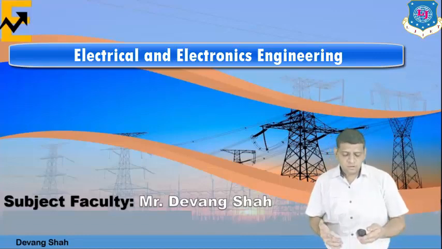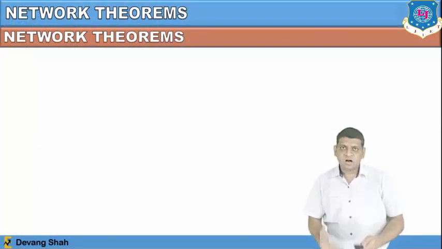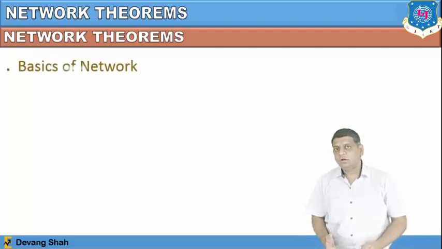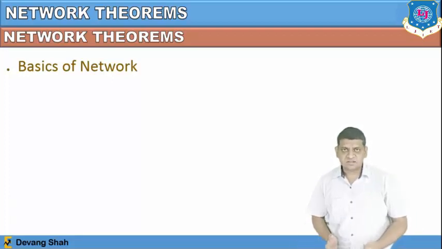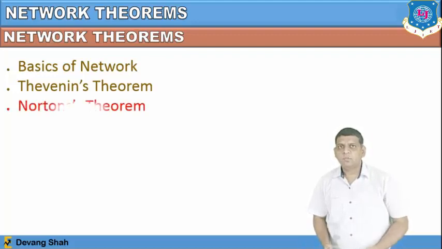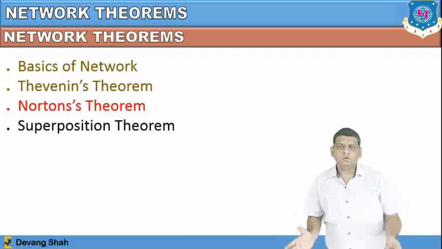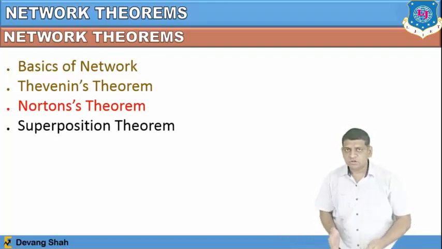So in our previous session we discussed the Thevenin theorem. Before we start our next theorem, which is called Norton theorem, we need to understand the basics of a network. This is the same slide that we discussed in our last session during the Thevenin theorem. Our next topic is the Norton theorem. In this part, we are going to cover the circuit theorems: Thevenin theorem, Norton theorem, and superposition theorem.